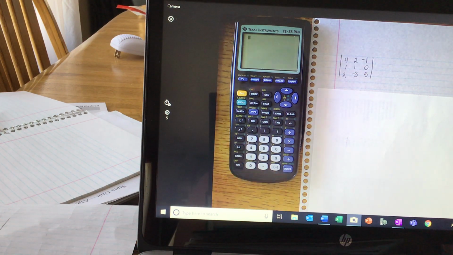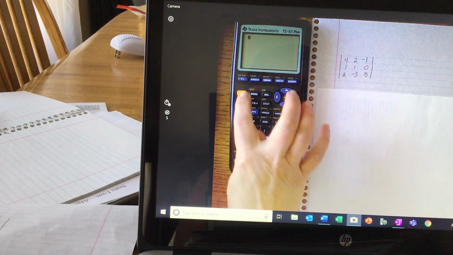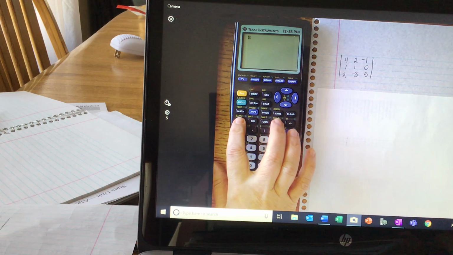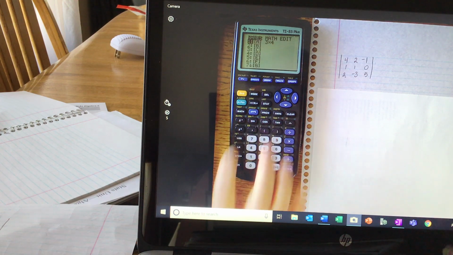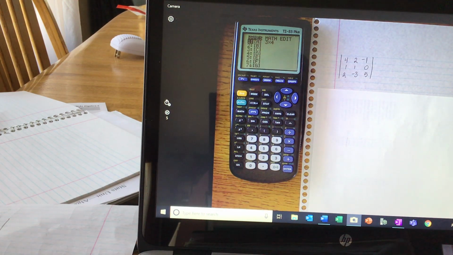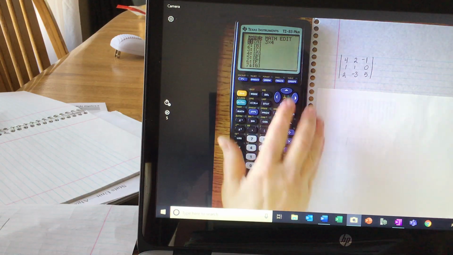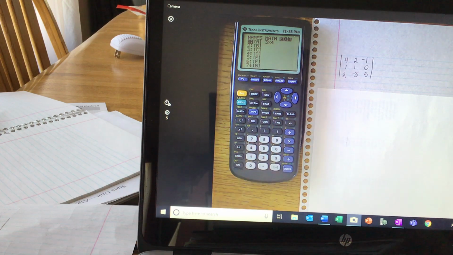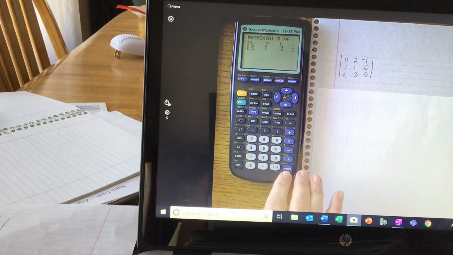So first thing you will do is press second, and then your x to the negative 1. You see the word matrix there, that's why we're using second. And we get this list of names: math, or edit in matrices. The first thing we want to do is edit. So let's move over to edit, and let's just edit matrix A. So let's just hit enter.